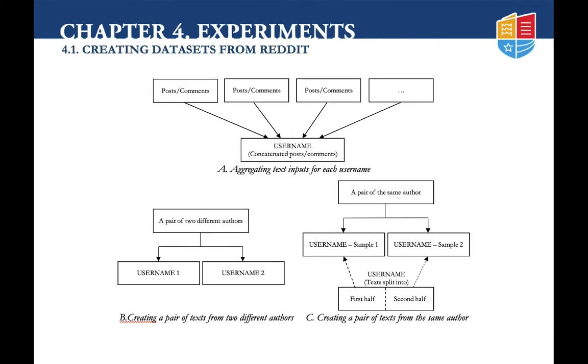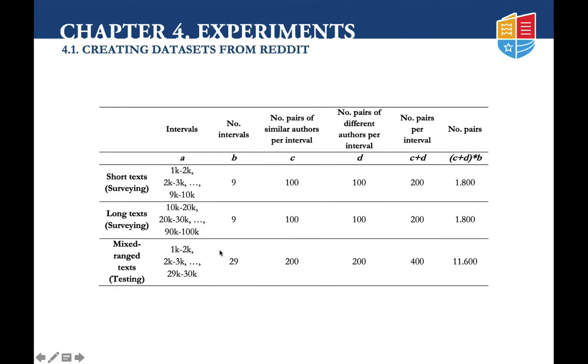So for the experiment here, I'm going to do the experiment for short text and long text for surveying, and the mixed range text for testing. In this study, text below 10,000 characters is considered short text, and text above 10,000 characters is considered long text.